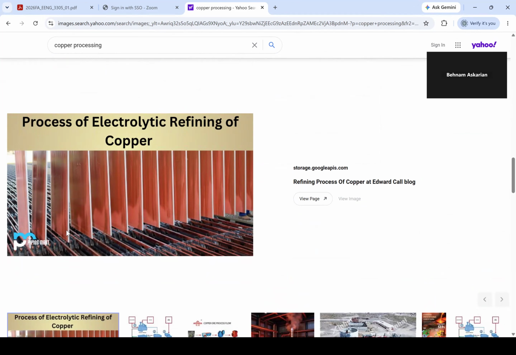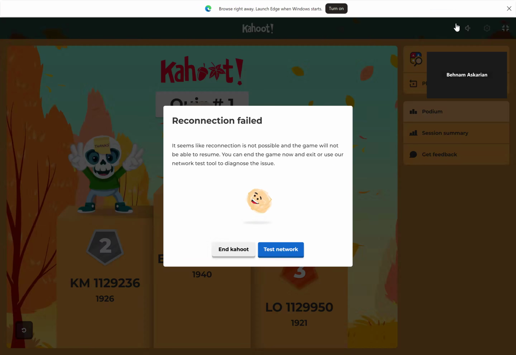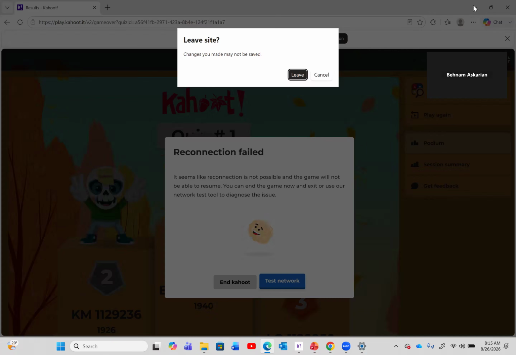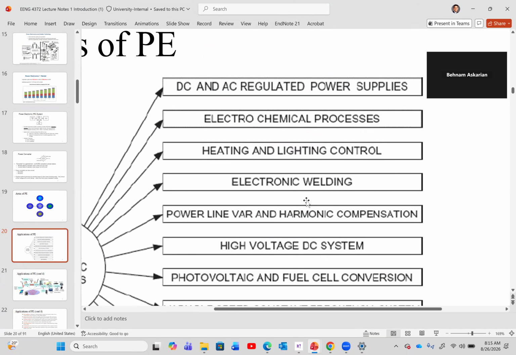Now, maintaining that voltage matters: if the voltage fluctuates, then you're going to extract different types of metals, and you don't want to do that. This copper is like 99% pure copper, so you need a very selective way to do that. And the only way to do that right now is through a very precisely controlled DC system. And to do that, you need power electronics to be able to convert AC to DC and have a controlled DC voltage. Another one is heating and lighting control.